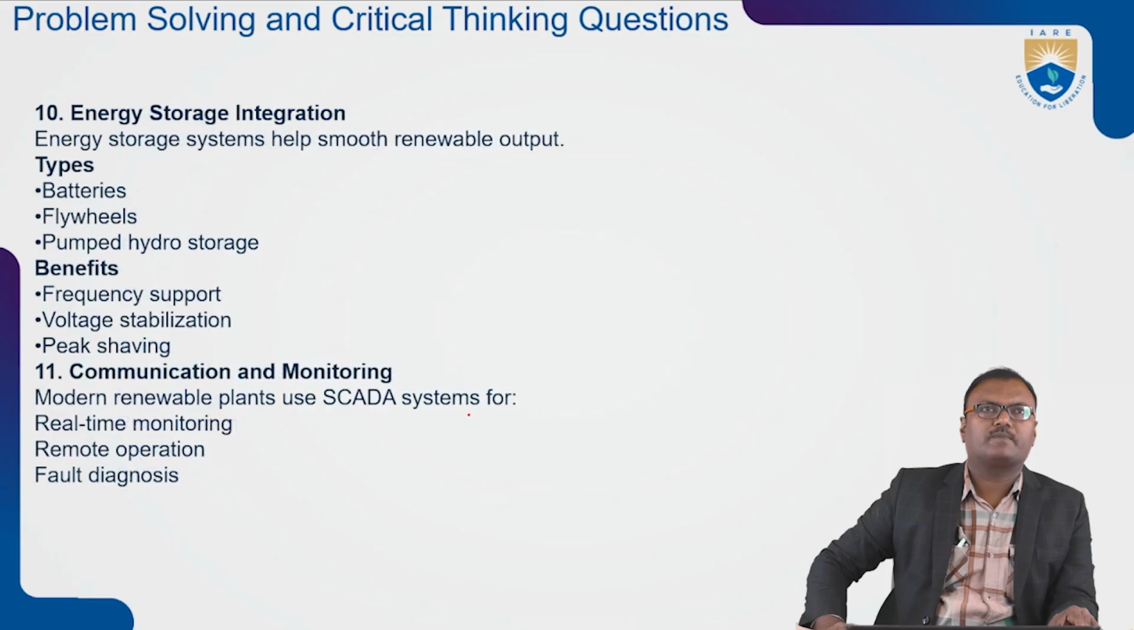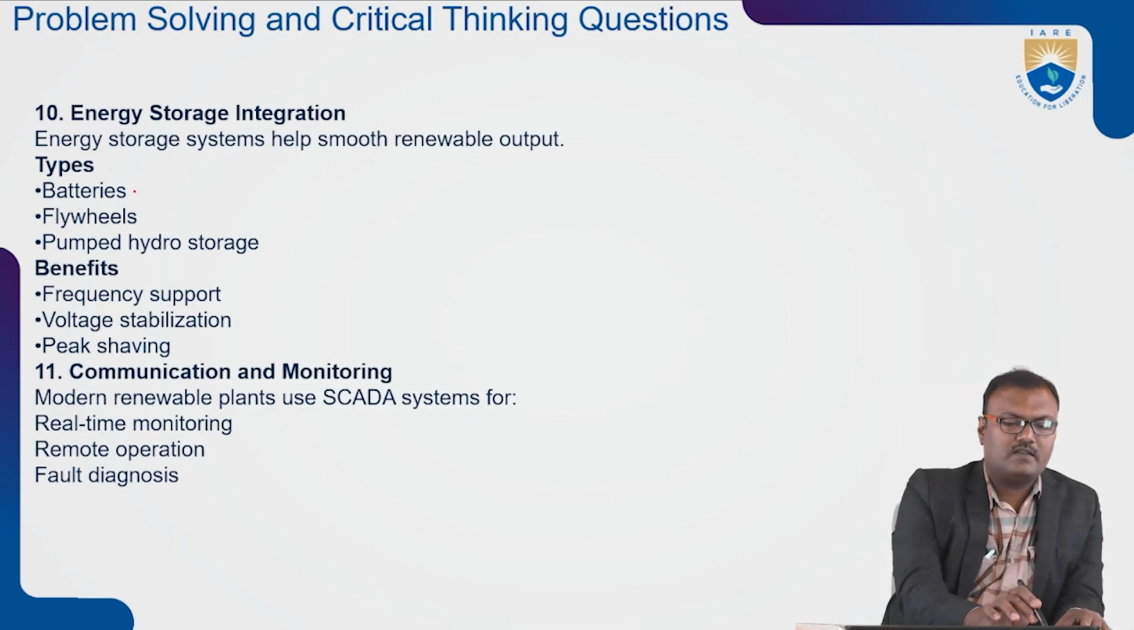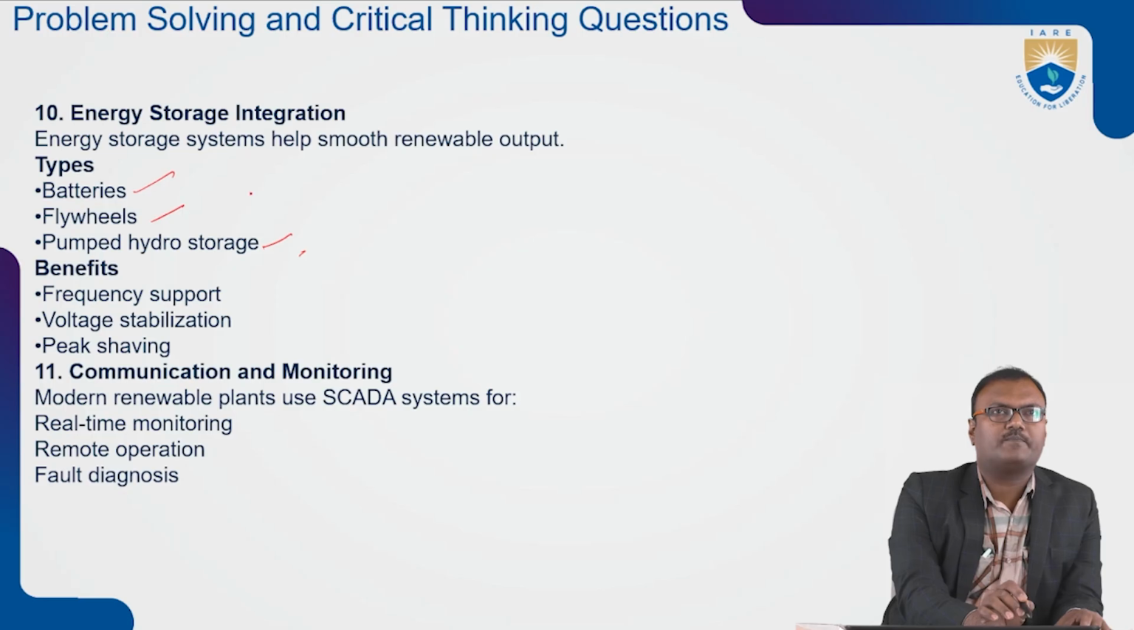And the next one is energy storage integration. Energy storage systems help smoothing renewable output, and the types of energy storage systems are batteries, flywheels, and pumped hydro storage mechanism. And benefits are here: frequency support, voltage stabilization, and peak shaving.